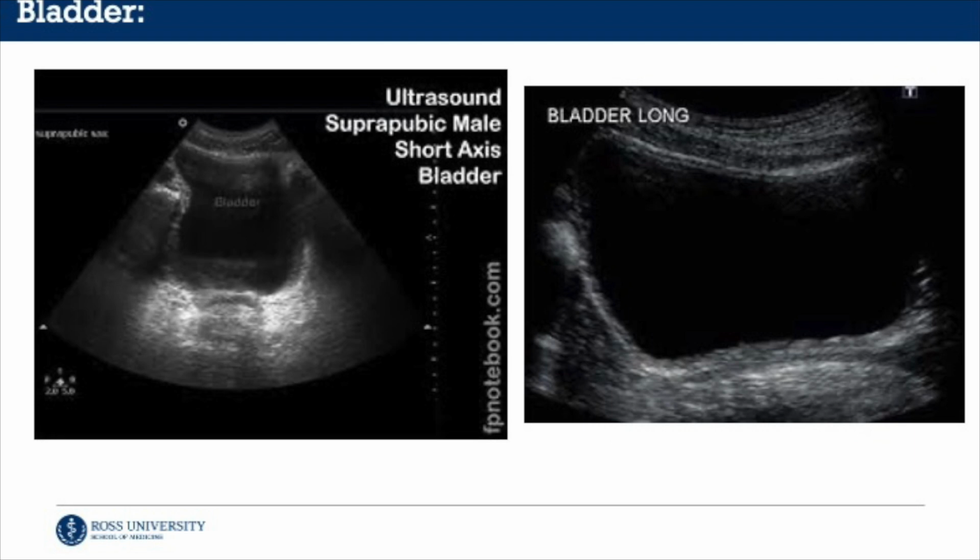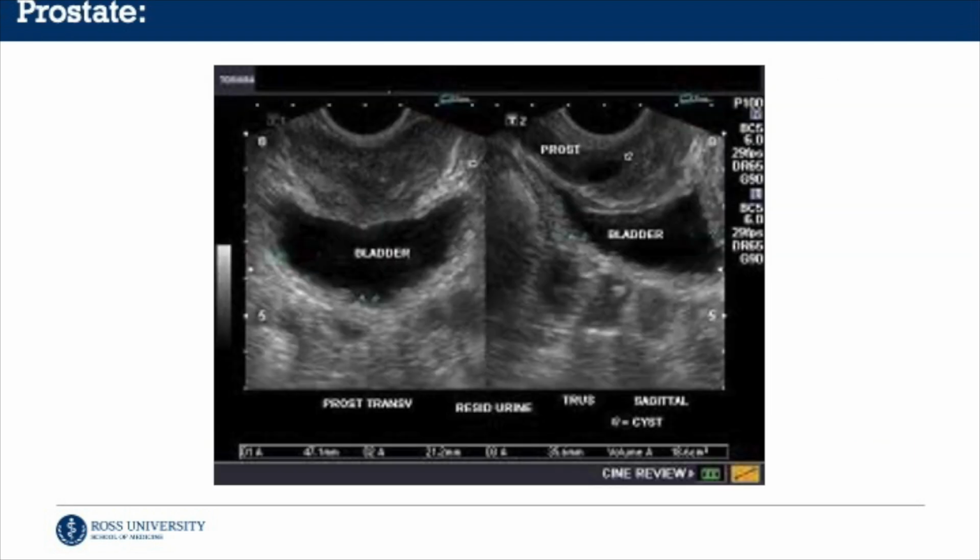Here are ultrasound images of a bladder, as you can see the anechoic region in the center. On the next slide, an ultrasound image of the prostate. You have the bladder labeled there, if you remember, the anechoic region because of the fluid, and then above, you can see the prostate, which is labeled.